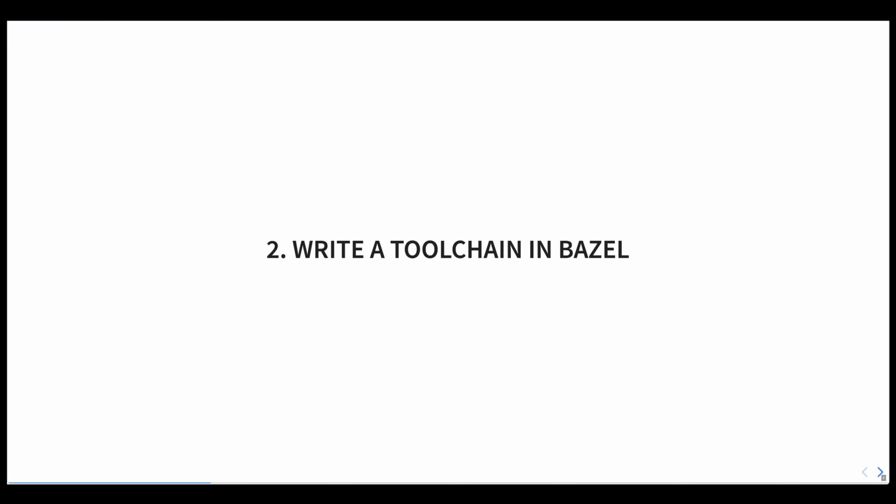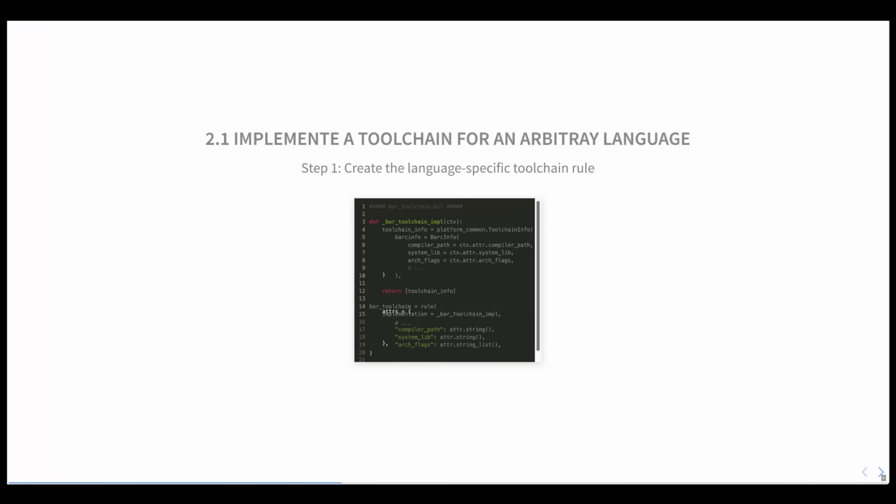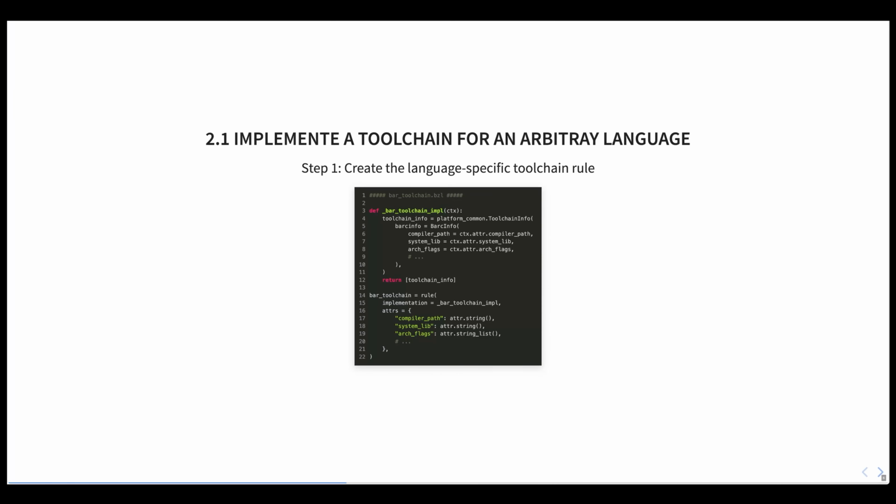I can quickly show you how to write a toolchain in Bazel. This page from the Bazel official guideline assumes you are writing the toolchain for the bar binary, and I have summarized the following steps for you to refer to. The first step is to create the language-specific toolchain rule. In our case, we have to create the bar toolchain, which provides a toolchain info in the provider. The attributes of the toolchain rule shall pass the parameters that can determine the behavior of the building process, for example, the compiler path, the system lib, and the architecture flags.